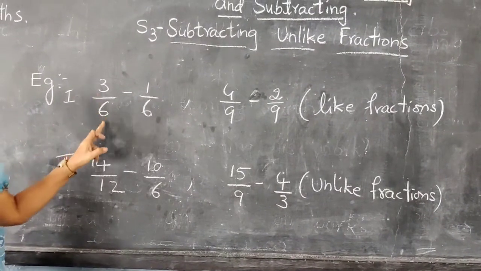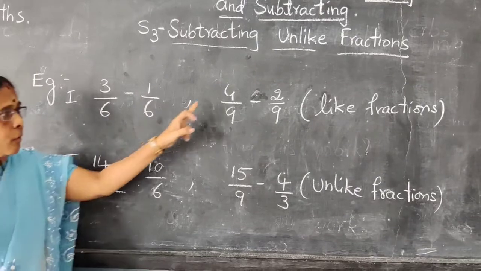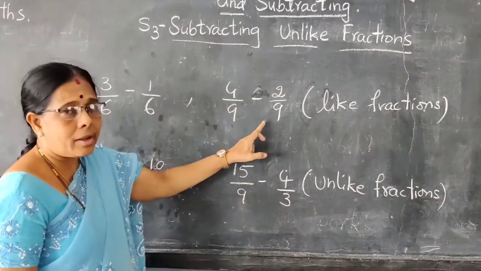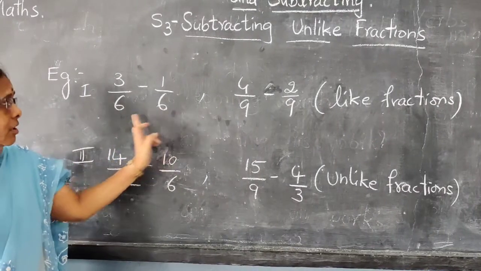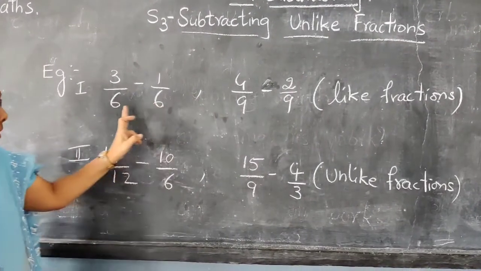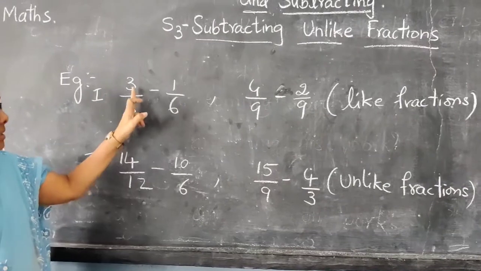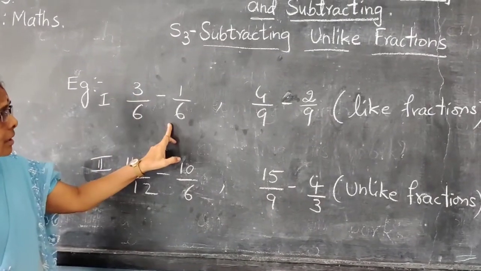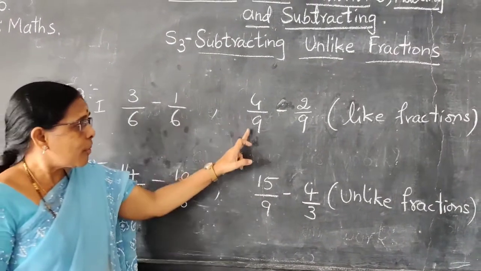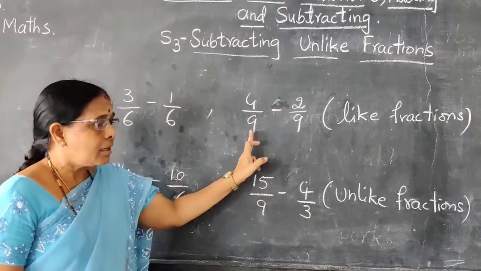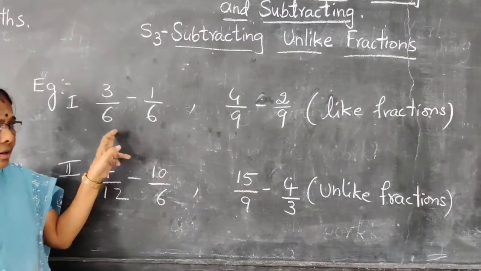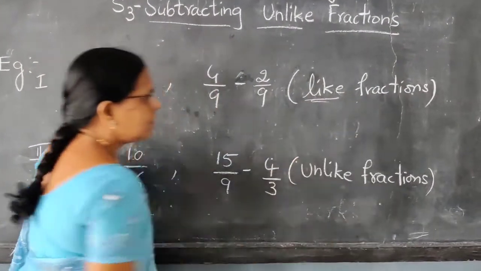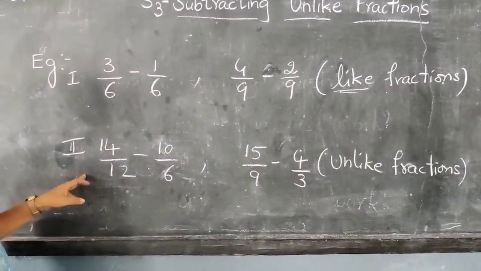First one, 3 by 6 minus 1 by 6, 4 by 9 minus 2 by 9. See, children, observe, what is the denominator? Once you check here, the denominators are the same. Here also, 4 by 9 minus 2 by 9, the denominators are the same. Such type of fractions are called what? Like fractions.